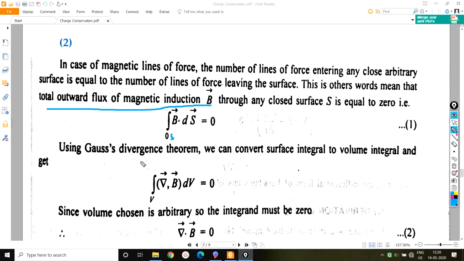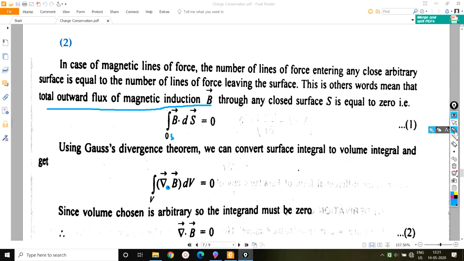Now, using Gauss's divergence theorem, you can convert surface integration to volume integration. So the surface integration of B dot ds will become the volume integration of divergence of B. Here it should not be a comma, it should be a dot. Volume integration of del dot B dV equals 0.